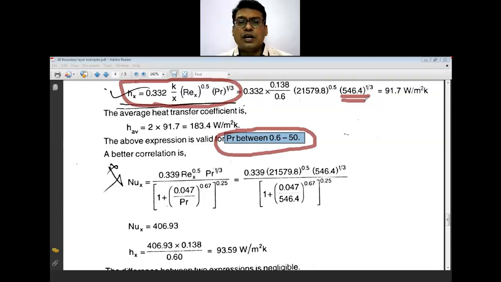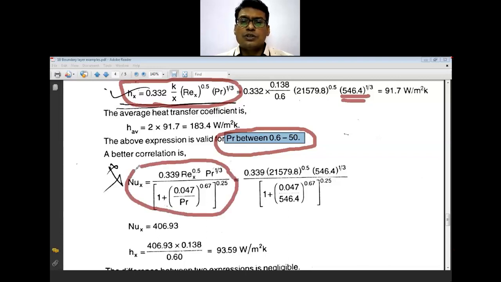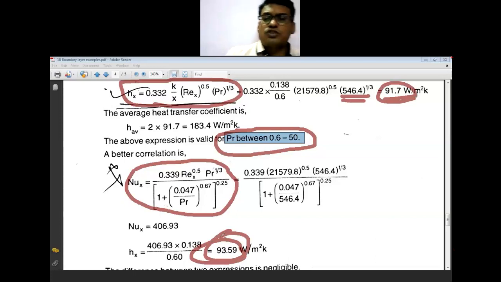So we are using a different relation, that is Nusselt number equal to 0.339 Reynolds number raised to 0.5 into Prandtl number raised to 1/3 upon [1 plus (0.047 upon Prandtl number) raised to 0.67] raised to 0.25. By using this relationship, the Hx is calculated as 93.59 watt per meter square Kelvin. Now comparing these two values, 91.7 and 93.59, they are more or less the same, with only a difference of 2%.